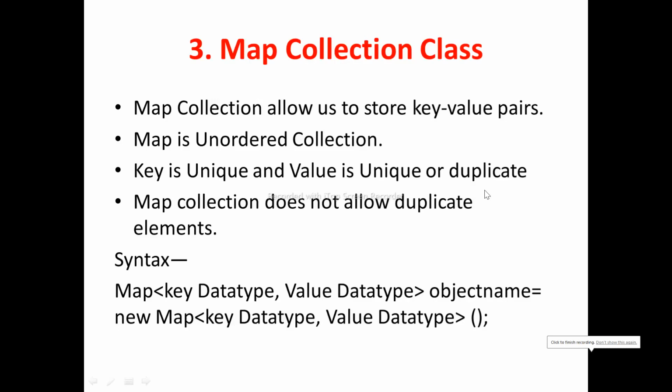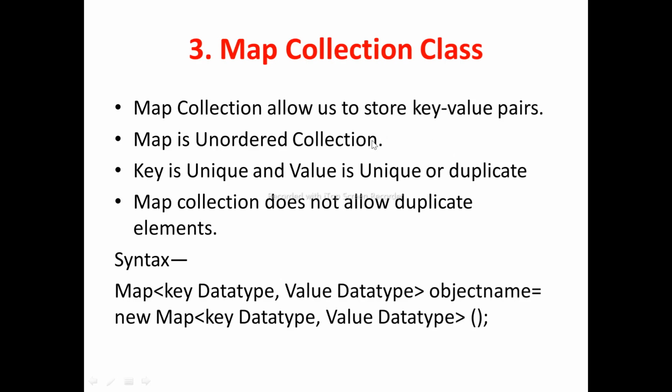My name is Jagdish. In this video, we will discuss the Map collection class. Generally, the Map collection class allows us to store key-value pairs. Map is an unordered collection. Key is unique and value is unique or duplicate. Map collection does not allow duplicate keys.